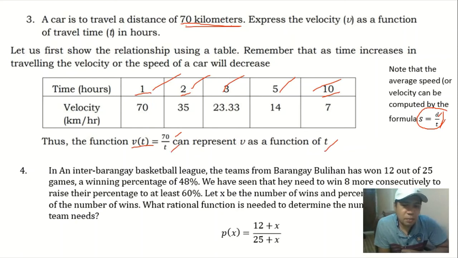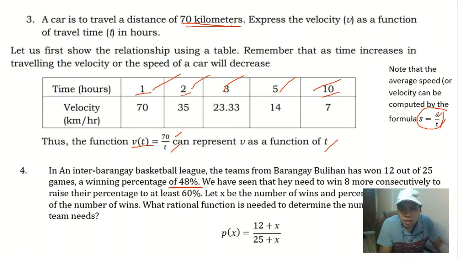Number 4, last example. In an inter-barangay basketball league, the team from Barangay Burianas won 12 out of 25 games, a winning percentage of 48%. So, if you will try to check 12 divided by 25, it is 48% yung kalalabasan. Try ninyo sa calculator ninyo kung tama. We have seen that they need to win 8 more consecutively to raise their percentage to at least 60%.